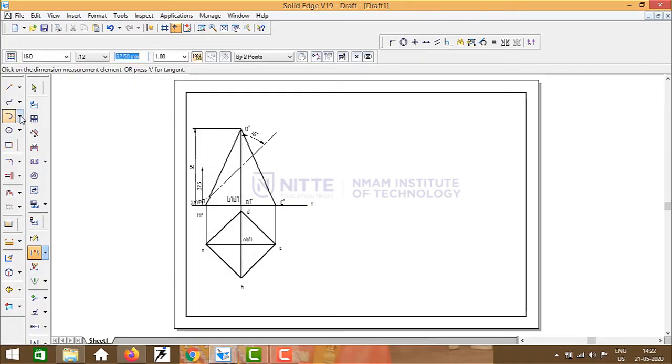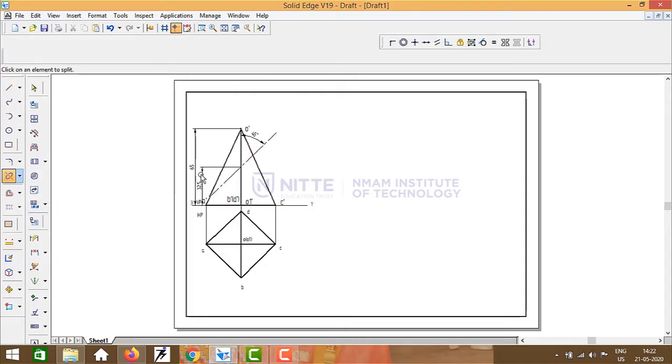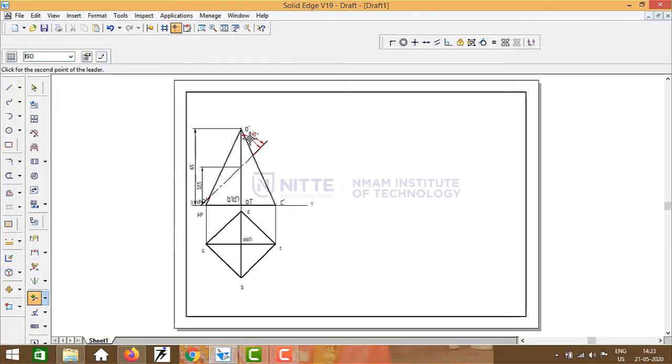(32.5). Next, end of the section plane, we'll mark it separately. So the extra line will split out. It's not split. You can trim this. You can draw 0.4 millimeter thick continuous line at the end parallel to the original line on either side. Then draw the arrow towards the remaining section.